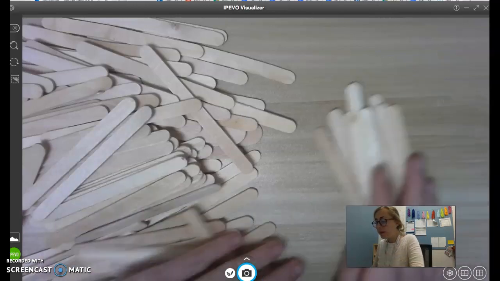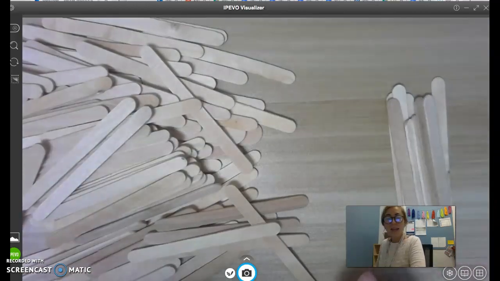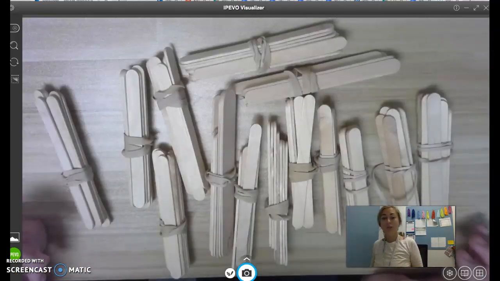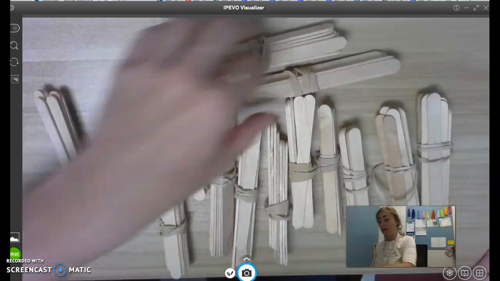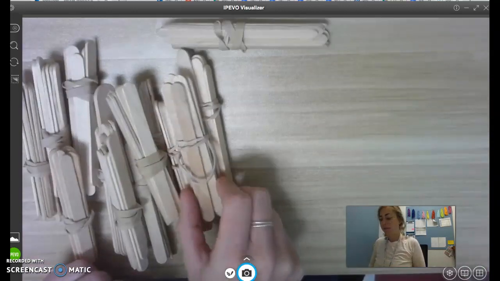So I'm going to start bundling these by tens. Boy, I wish you guys were here to help me. I'm going to start bundling these by tens, and then we're going to see how fast we can count them and how many popsicle sticks are in this pile. Now I've counted and I've bundled all these groups of 10. I think it'll be easier for us to count how many popsicle sticks we have. Let's count by tens together.